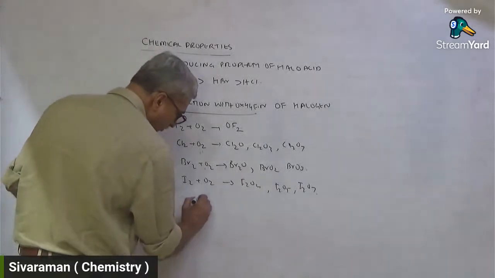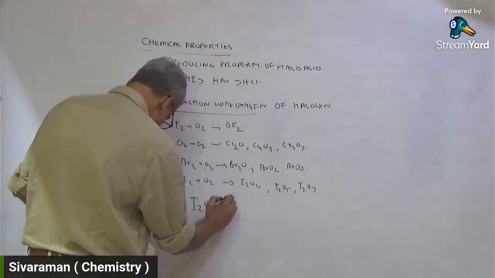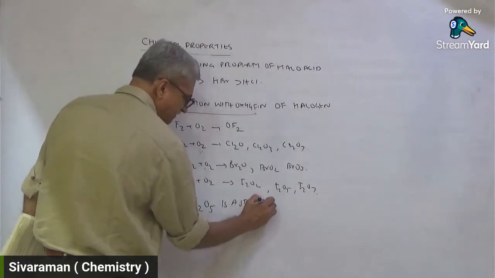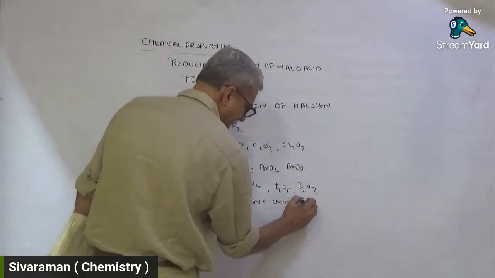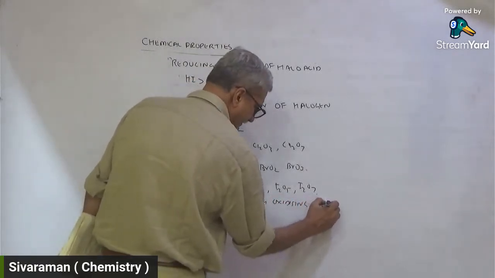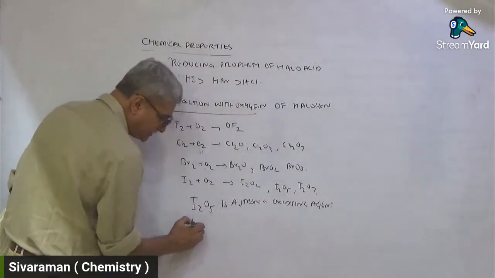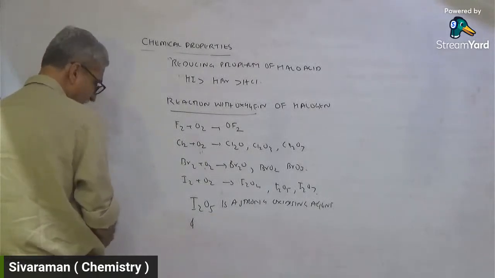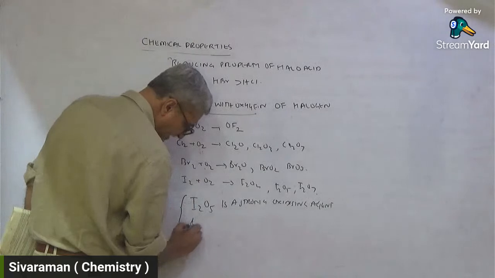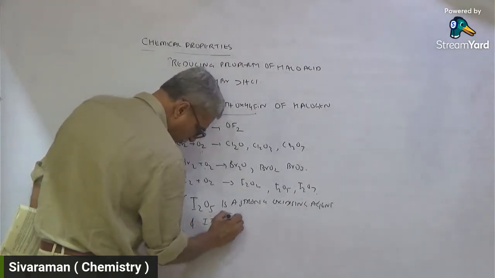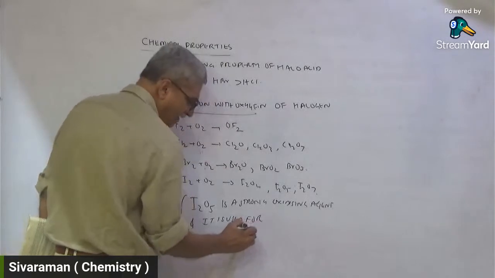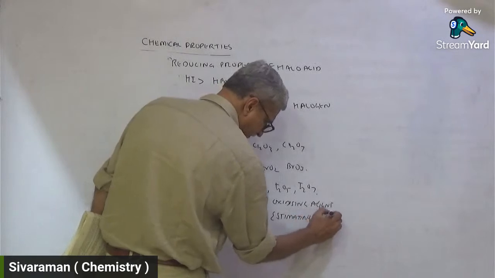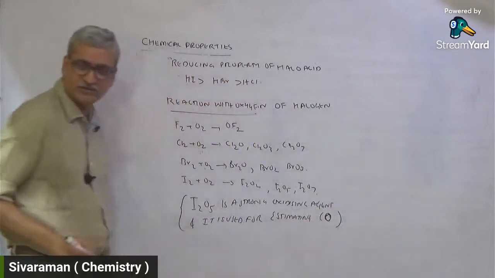One thing: I2O5 is a strong oxidizing agent, and it is used for estimating carbon monoxide. CO is carbon monoxide. Take down this much.